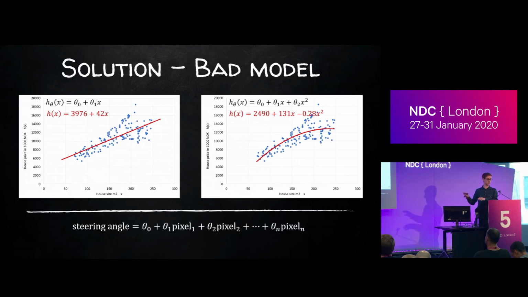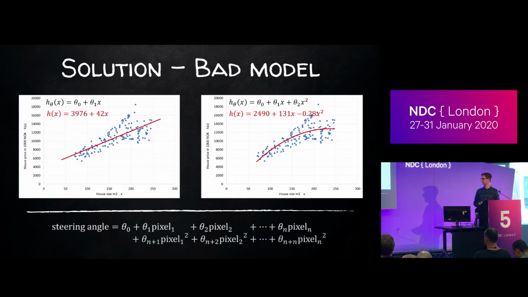And just the changes that we're going to make for our problem. This is what we had before. The steering angle is equal to theta 0 plus theta 1 multiplied with the pixel value of the first pixel and so on. We now add all the squared pixel values. When we do that, we also get some new feature weights, theta. So when we do that, we can use the same training data that we used earlier, but we need to do gradient descent again.